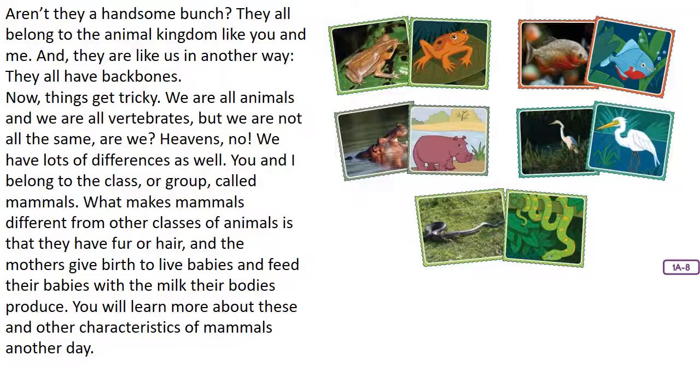They all belong to the animal kingdom like you and me. And they're like us in another way. They all have backbones. Now things get tricky. We are all animals and we are all vertebrates, but we're not all the same, are we? Heavens no. We have lots of differences as well. You and I belong to a class or group called mammals. What makes mammals different from other classes of animals is that they have fur or hair, and mothers give birth to live babies and feed their babies with the milk their bodies produce. You will learn more about these and other characteristics of mammals another day.